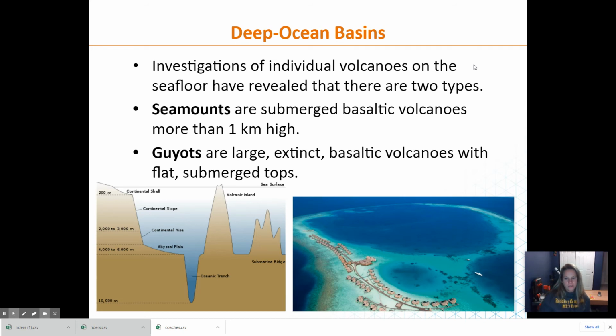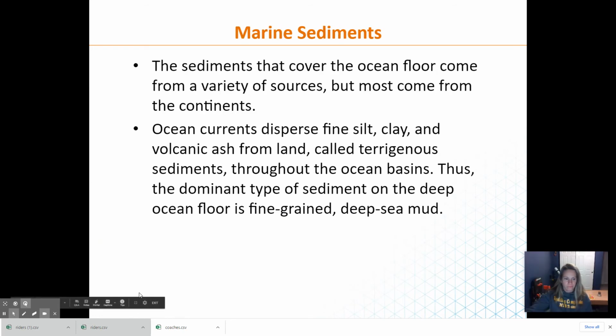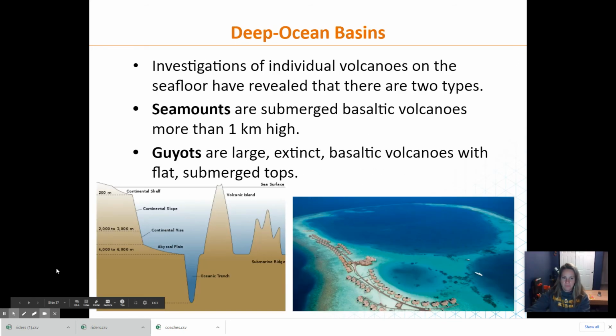So a seamount is basically our volcano that hasn't surfaced yet, whereas a guyot is an extinct volcano that has flattened. So this is kind of cool. This is an area where it's a guyot, and it's flattened, and so it's formed an atoll.